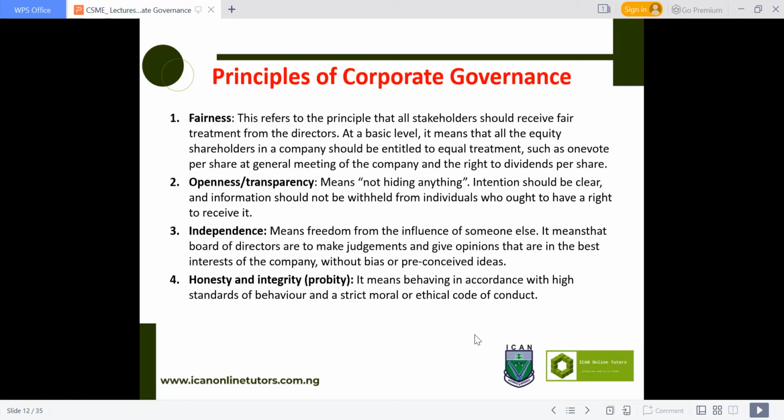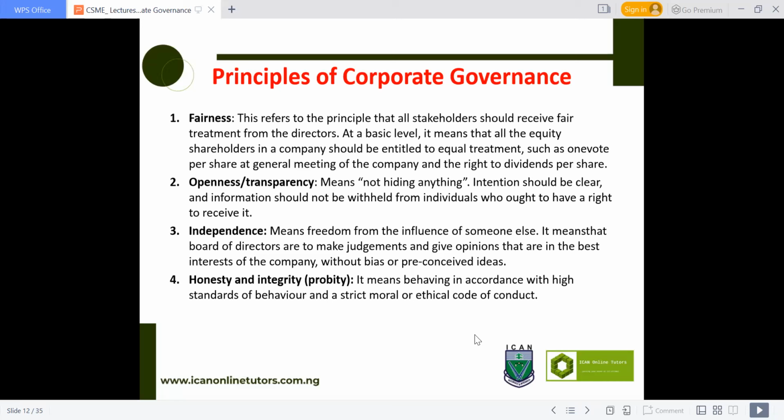So independence, this one is talking about the director. If you are giving a certain contract out, the reason why you are giving this particular contract out is because it's the best. So independence means freedom from influence. Don't let anybody influence you. You have to be objective. Don't be biased.